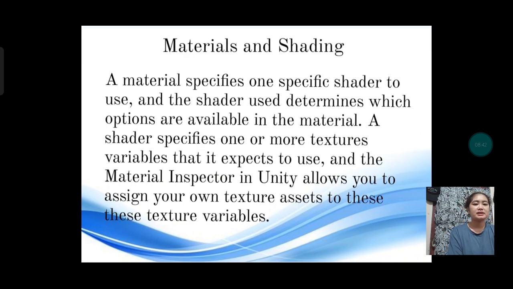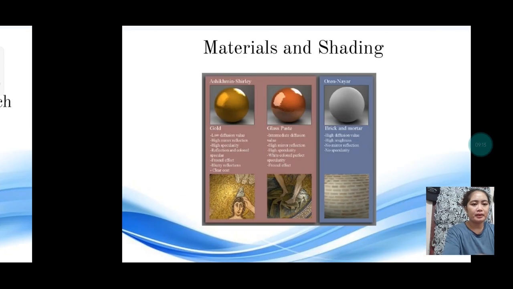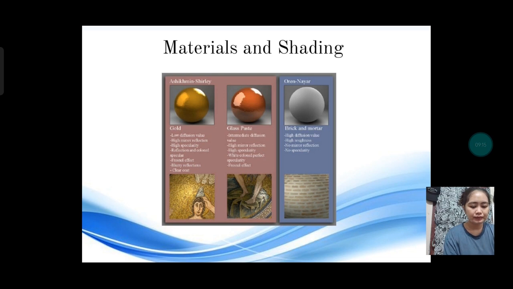So next is the materials and shading. A material specifies one specific shader to use, and the shader used determines which options are available in the material. A shader specifies one or more texture variables that it expects to use, and the material inspector in Unity allows you to assign your own texture asset to these texture variables.